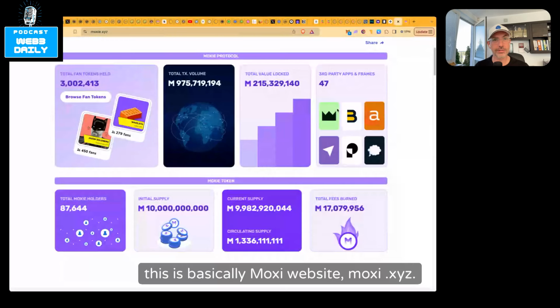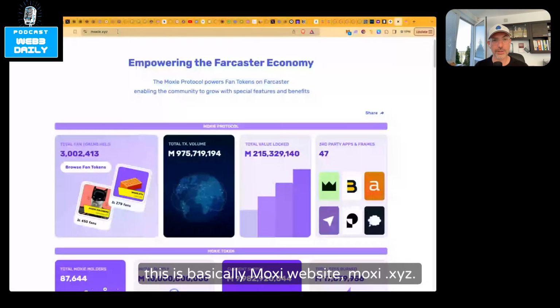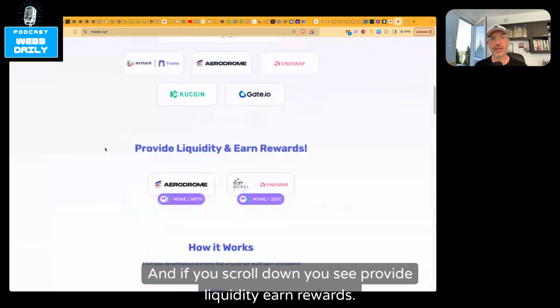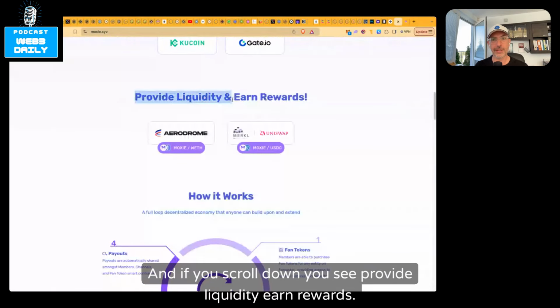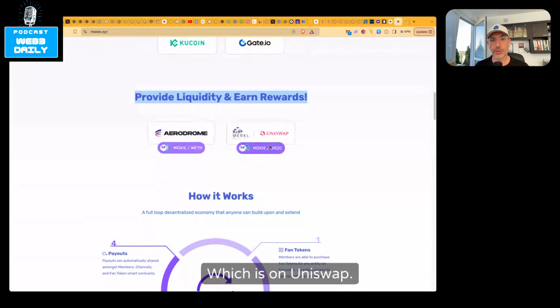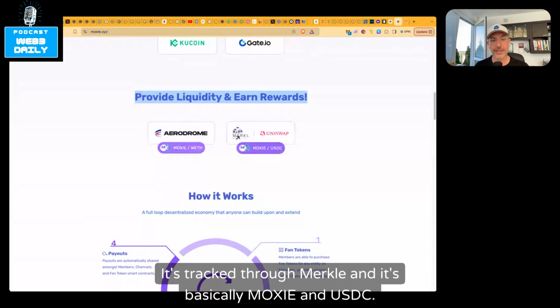Now, this is basically the Moxie website, moxie.xyz. You can find everything here. And if you scroll down, you see provide liquidity, earn rewards. So there are two pools. One is on Aerodrome. This is Moxie with ETH. And the other one, which is on Uniswap, is tracked through Merkle. And it's basically Moxie and USDC.